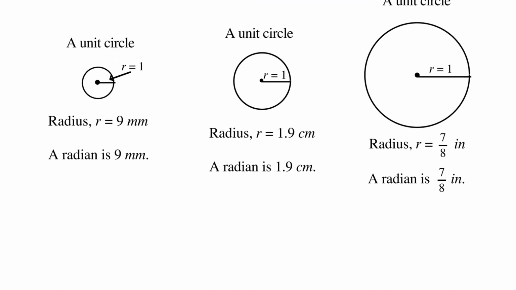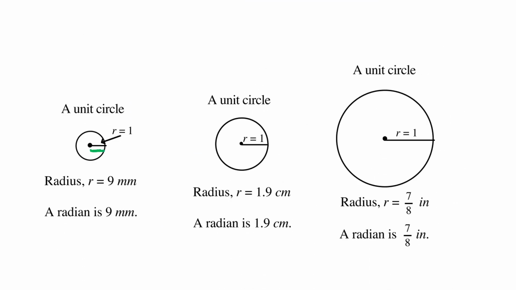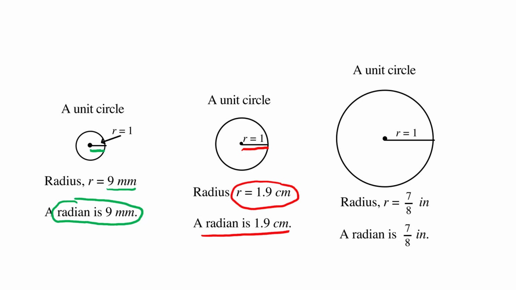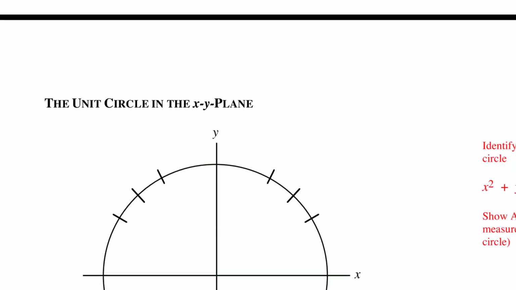For example, each of these circles can be a unit circle, and they all have a radius of 1 radian, but a radian is different in each case. A radian could be 9 millimeters or 1.9 centimeters or 7/8 inches or 2 feet, whatever it needs to be. A radian is 1 radius. That's what you need to know.